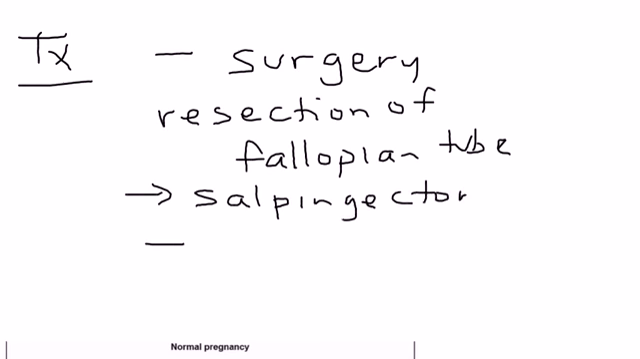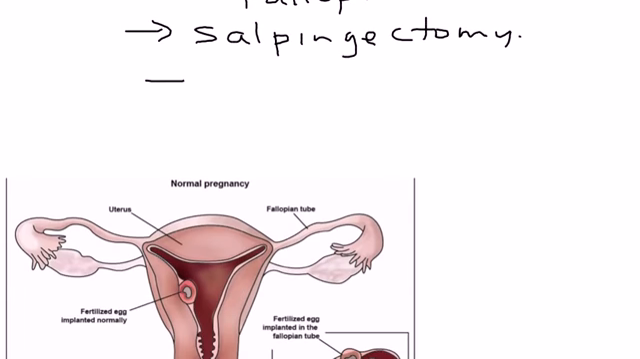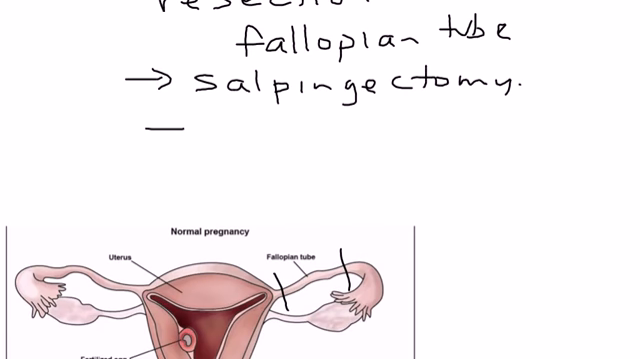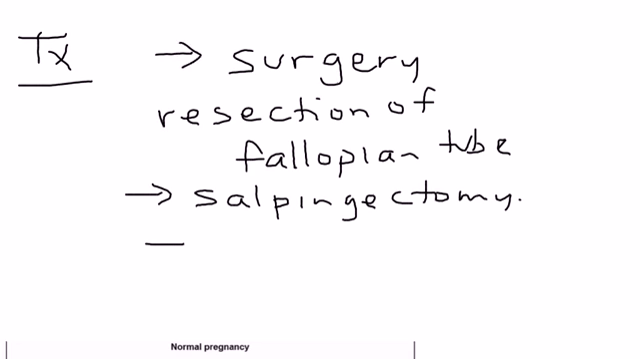Salpingectomy. And what that just means is just a resection of the fallopian tube. You just cut out that portion, assuming the ectopic pregnancy is there. The second thing, the second method rather, is with the medication known as methotrexate.